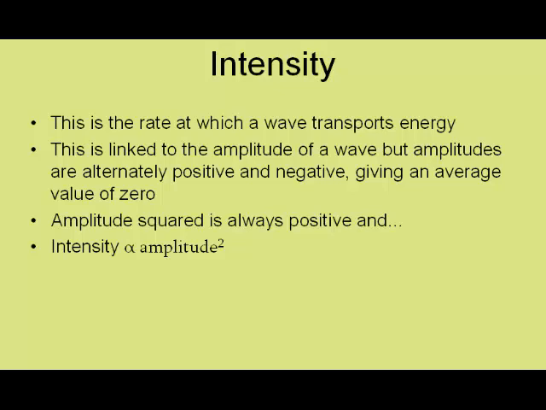This means if we double the amplitude of a wave, we would have 4 times the intensity, or 4 times the rate of energy transfer. Trebling the amplitude would give 9 times the intensity, and so on. If we plotted a graph of intensity against amplitude squared, it would give us a straight line through the origin.